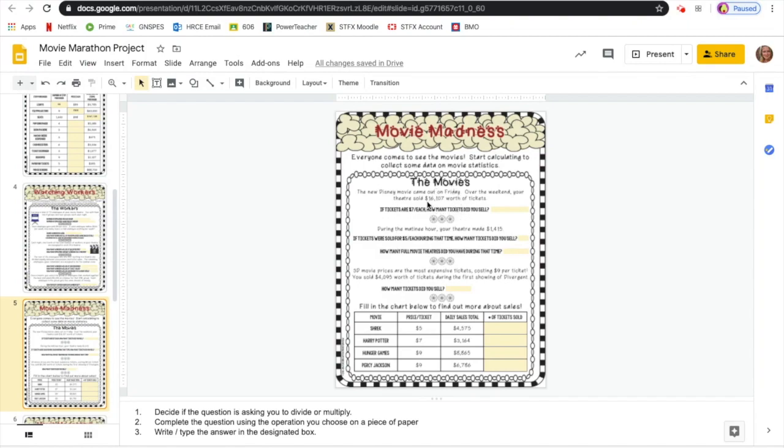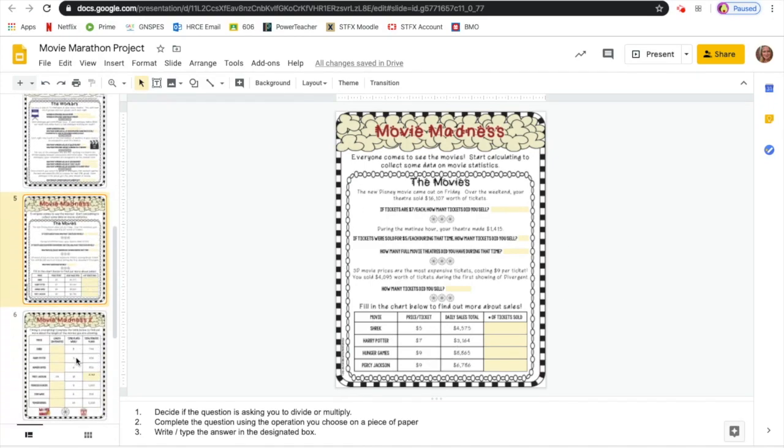So I'm going to take 16,107 and divide that by 7 using the area model on a piece of paper, and then put the answer in this box. Okay, very similar to slides 4 and 2.